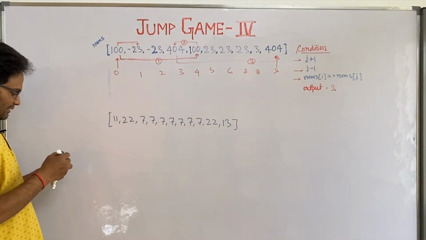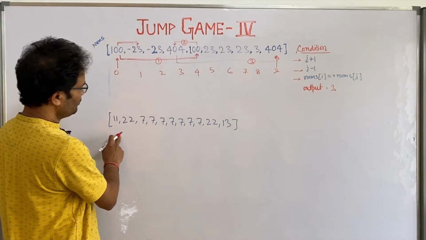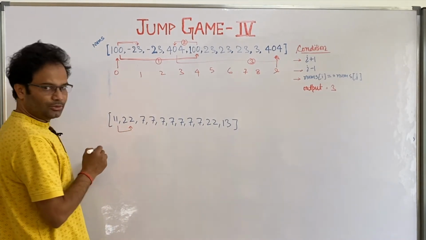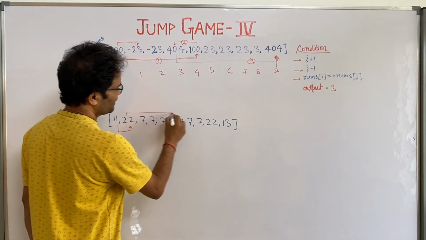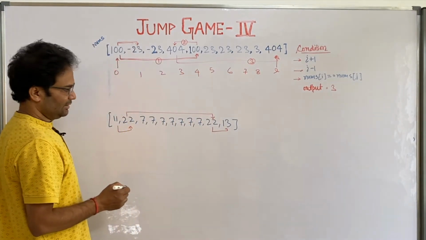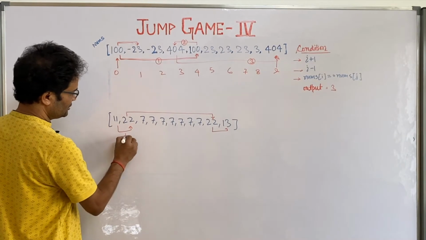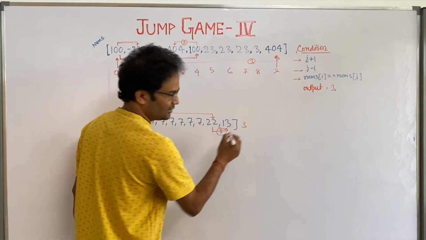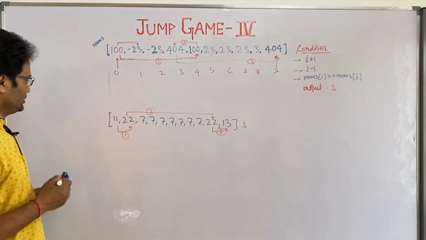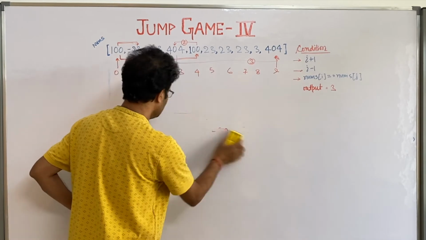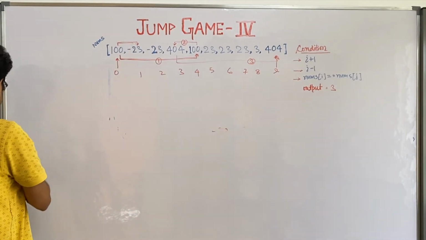And for better understanding, take this example and see how you can go. From 11 to 12, then we go to 22. From 22 we can directly jump to the other 22, and from 22 we can jump to the end of the array. So this is 1, 2 and 3. So the answer is 3. So how can we do that? You have to visit all the nodes to find the best possible solution.